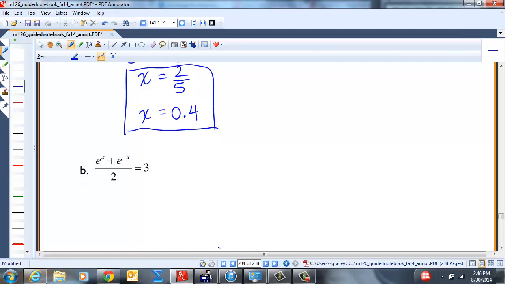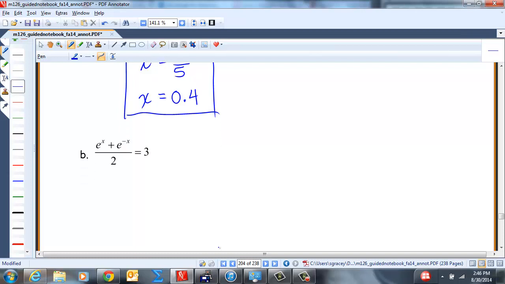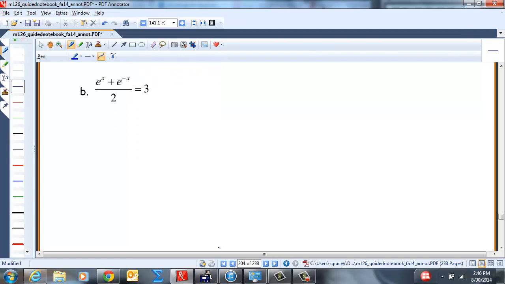Okay, what about this guy? All right, so let's start out by multiplying both sides by 2. So we'll have e to the x plus e to the negative x is equal to 6. I just multiplied both sides by 2. So now, if I rewrite this as e to the x plus 1 over e to the x equals 6. My apologies, 1 over e to the x.